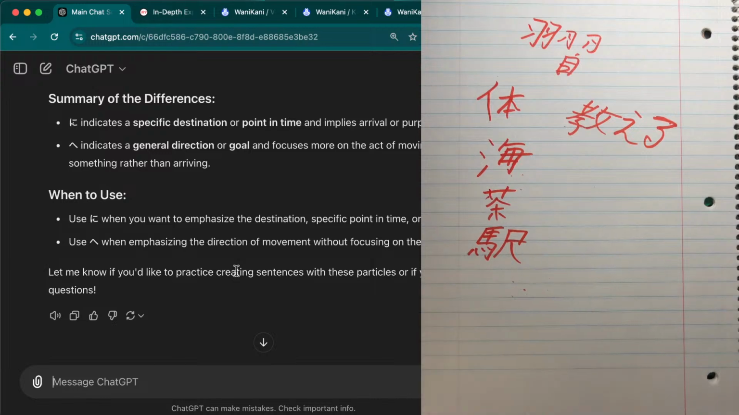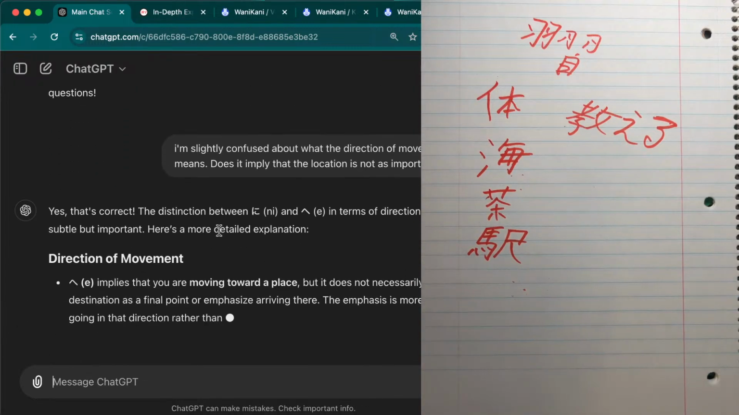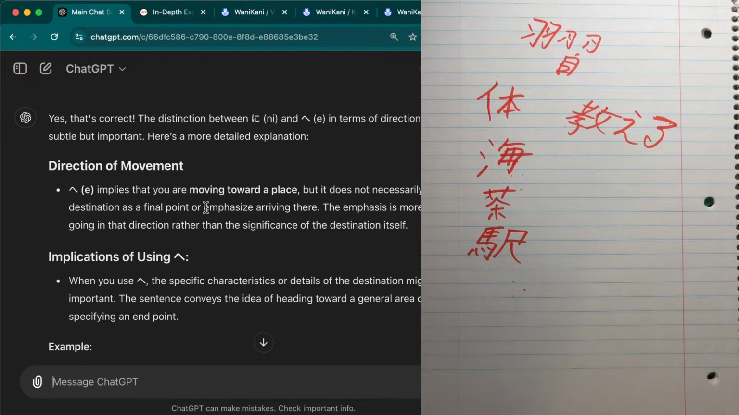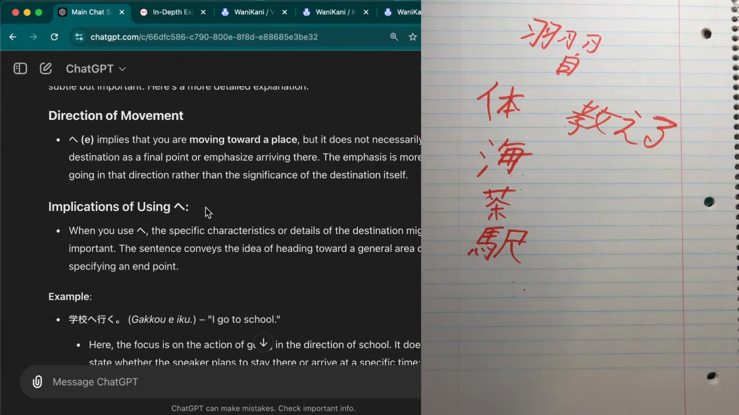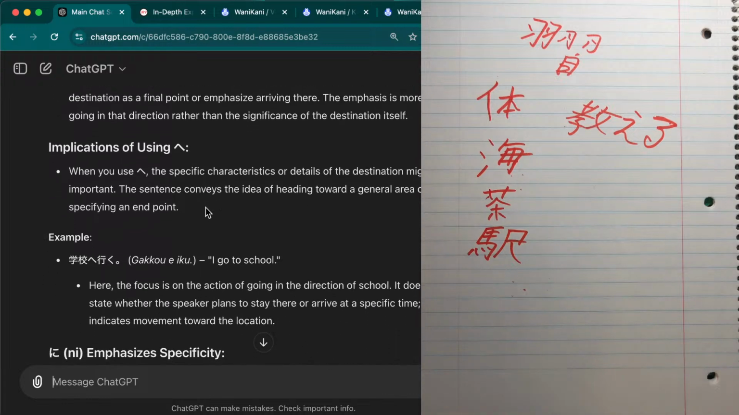I'm slightly confused about what the direction of movement even means. Does that mean the location is not as important? Okay, so it's like the focus on the action rather than the destination.